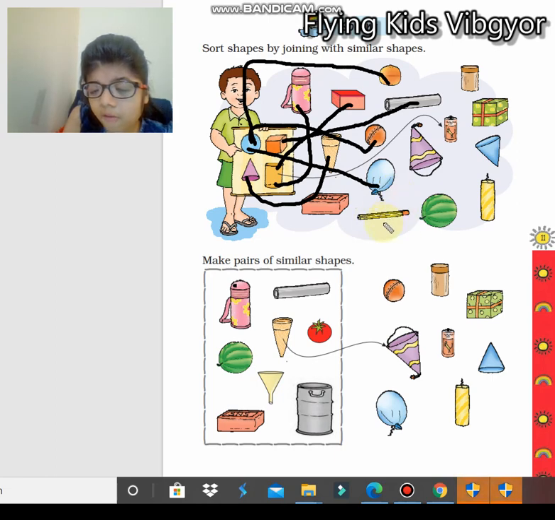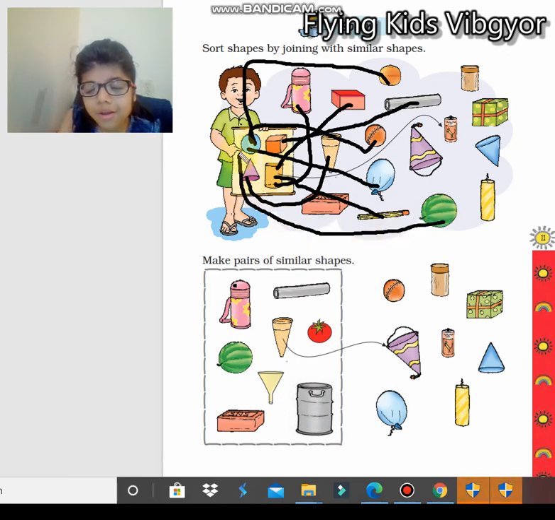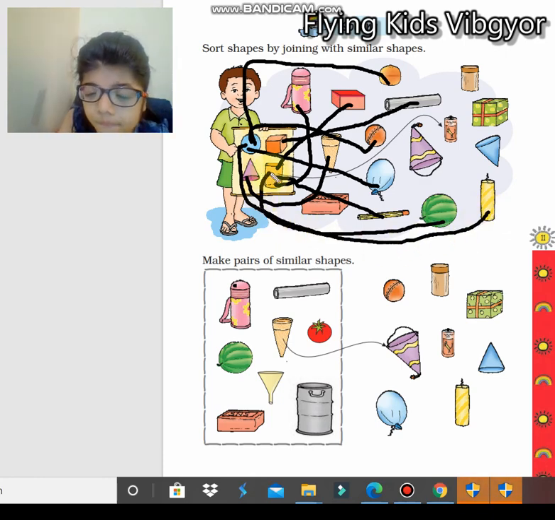What about this flute kind of thing? Cylinder. Right, it's a cylinder shape. What about this watermelon? A sphere. Right, good job. You're really smart. So match it with this sphere shape. What about this candle? It's a cylinder. Right, so it goes on to this cylinder shape.